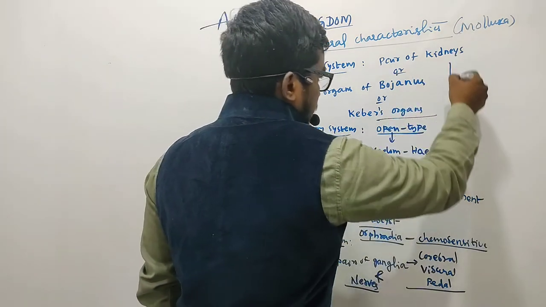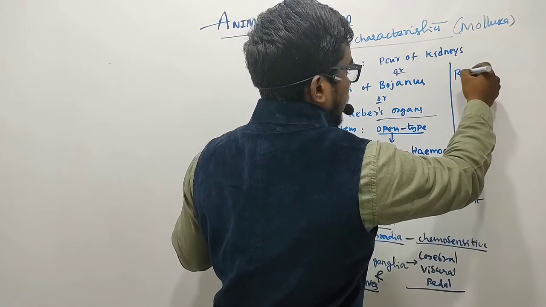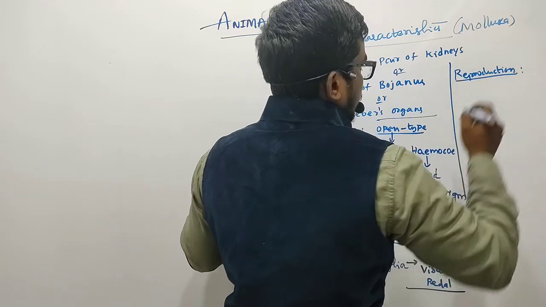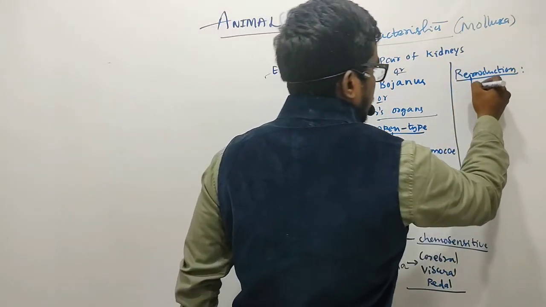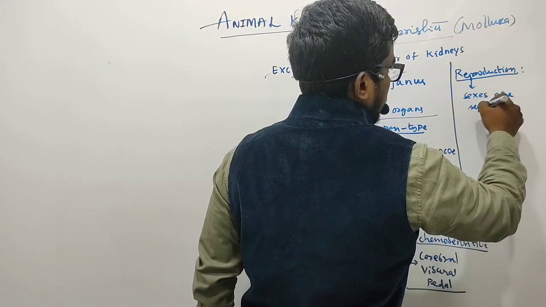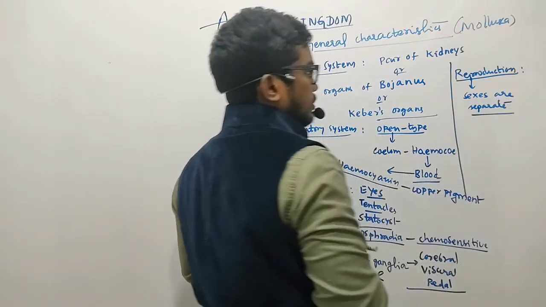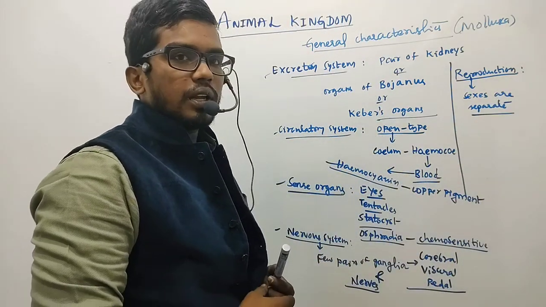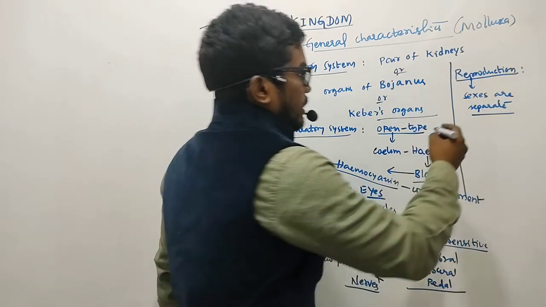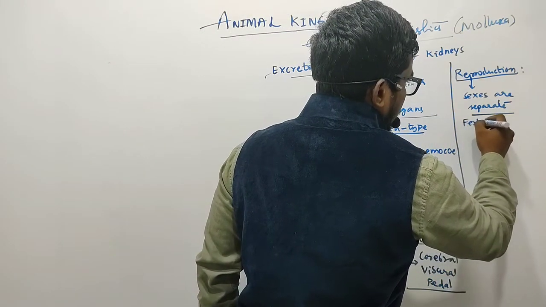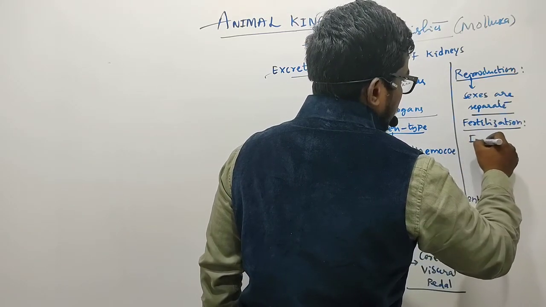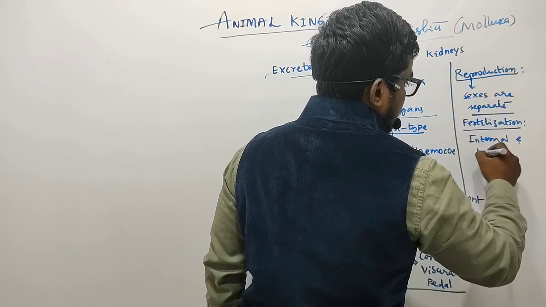Next, let us move on to discussing their reproduction. When we generally talk about this, we can find that sexes are separate. That means they are unisexual organisms. The male and the female are separate here. Fertilization can be both internal as well as external.